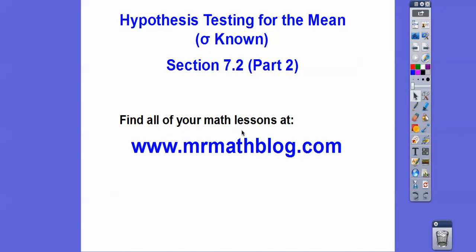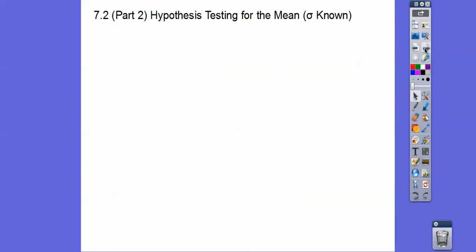Okay, hypothesis testing for the mean. Again, this is when the standard deviation is known. Usually that's not the case, but when it is known, we do a z-test. Otherwise, in the next lesson, where it's unknown, we do what's called a t-test. But everything's the same in both of them, so it just depends on which table we're going to use.